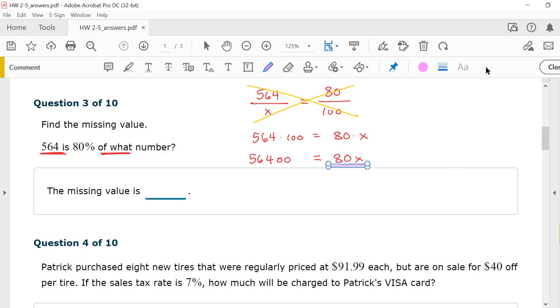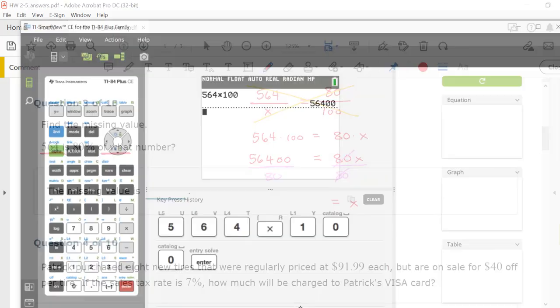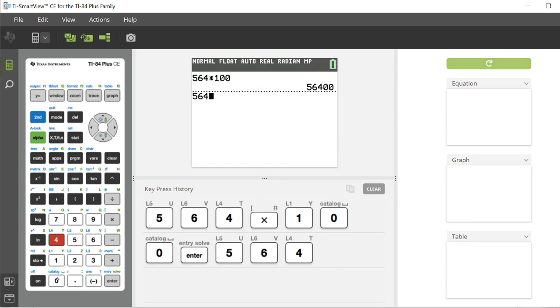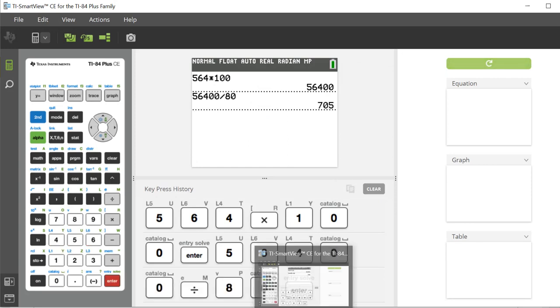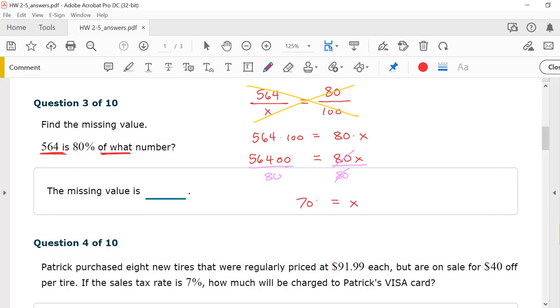Divide both sides by 80, and I get x equals 56,400 divided by 80, which is 705. So the missing value is 705. 564 is 80% of 705.